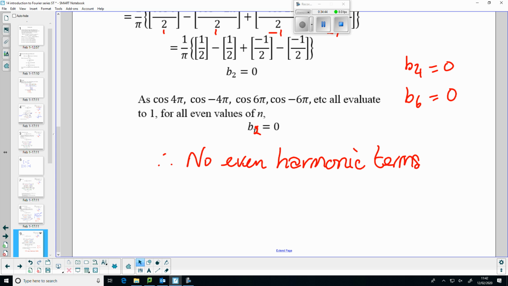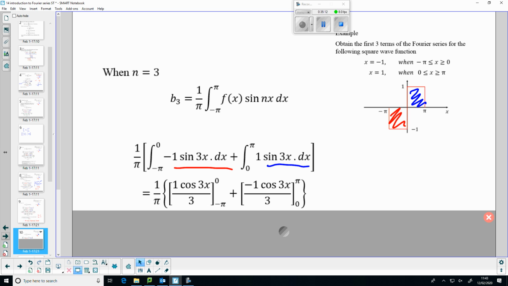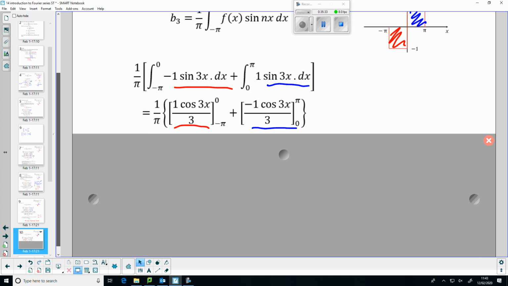Okay, so let's just have a look at when n is equal to 3. Blue, red. So when we integrate those, the value of 3 comes in the top and bottom here. See where that comes from? Again, red half, blue half, expands out to that.